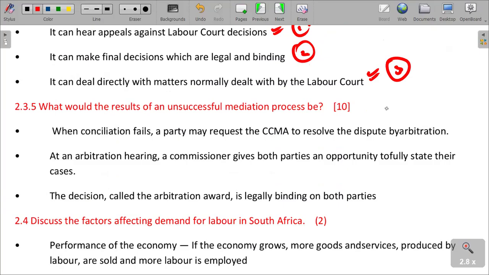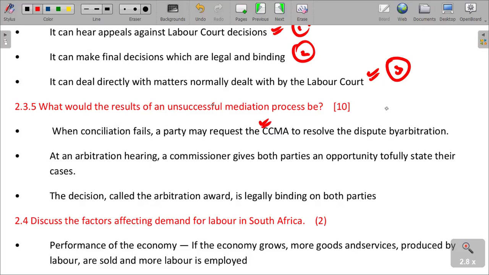What would the results of an unsuccessful mediation process be? In an unsuccessful mediation, what would be the results? It means when conciliation fails, a party may request the CCMA.